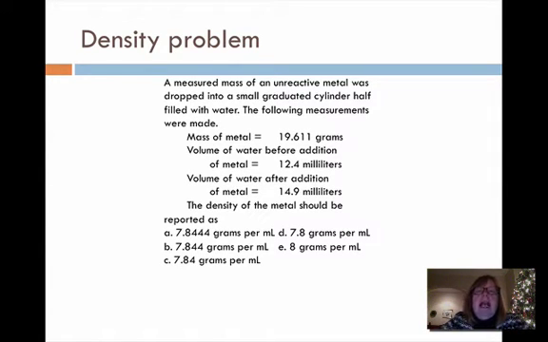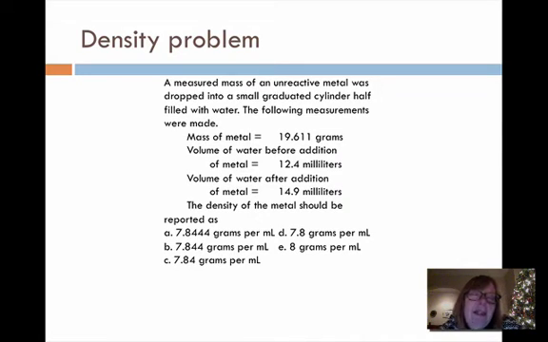All right, now the mass of your metal is 19.611 grams. You had a pretty precise balance to give you 3 decimal places. Well, the water in the graduated cylinder was 12.4 milliliters before you plop the metal in there. I just want you to imagine in your mind, here you've got this graduated cylinder with 12.4 milliliters of water in it. Drop in a piece of metal. It doesn't have to be like any specific shape. It can just be a blob of metal.